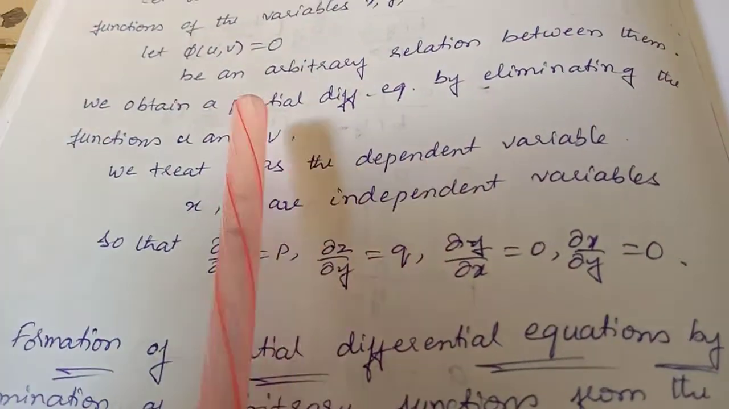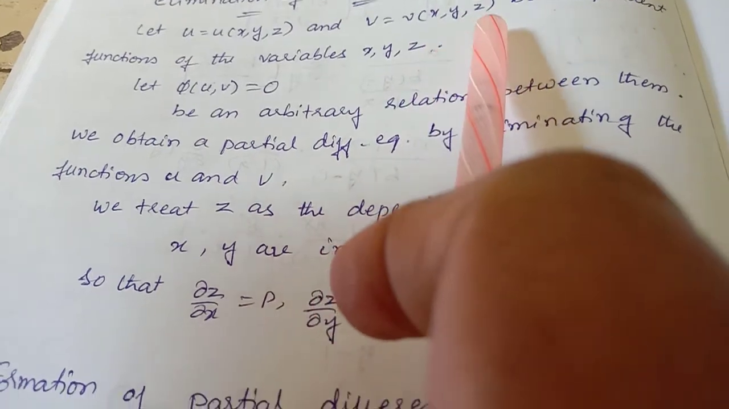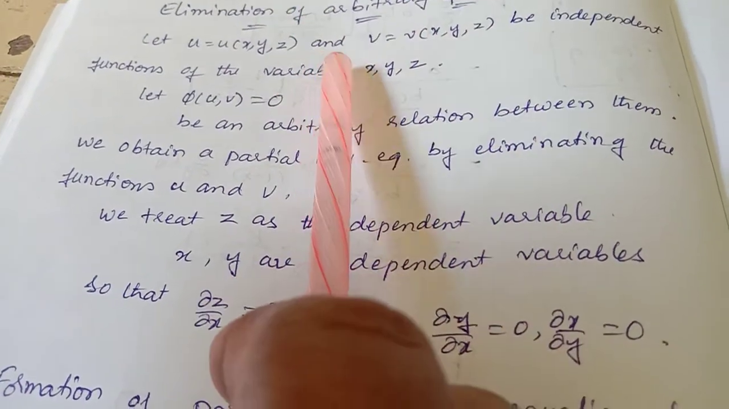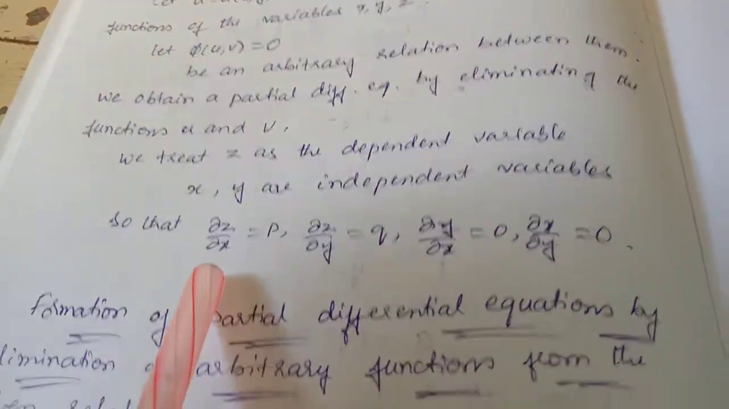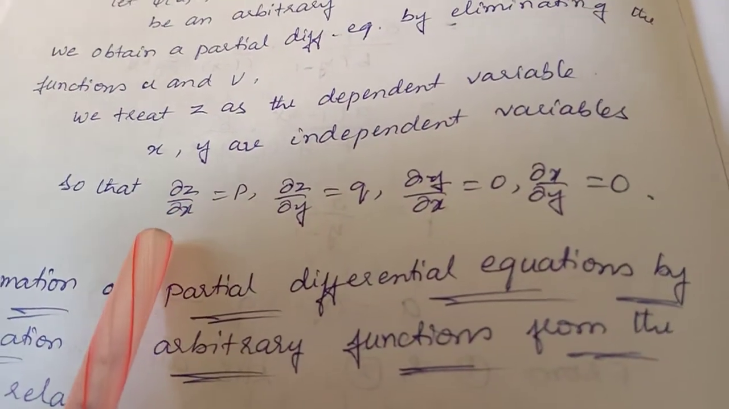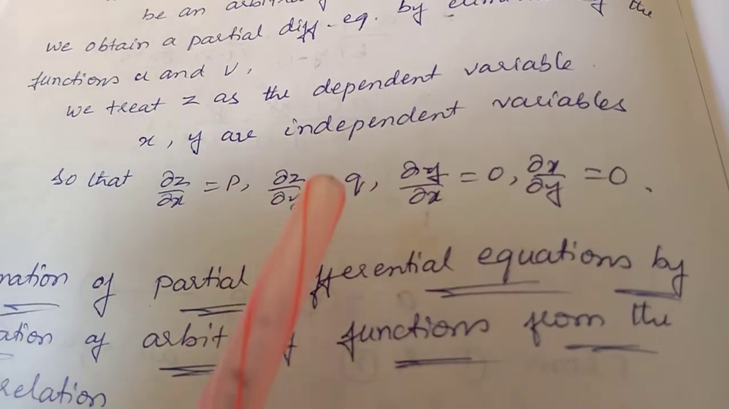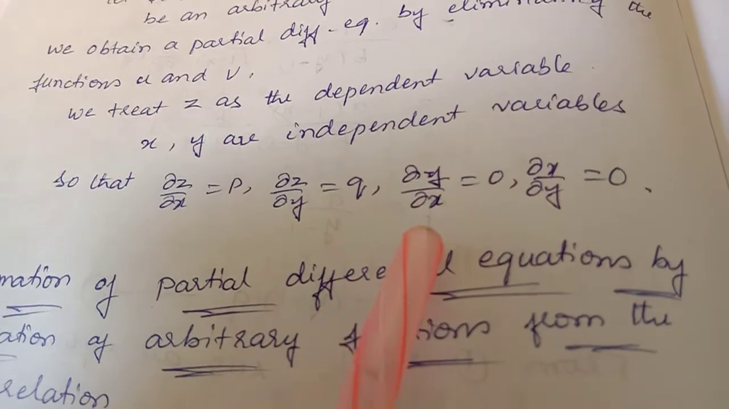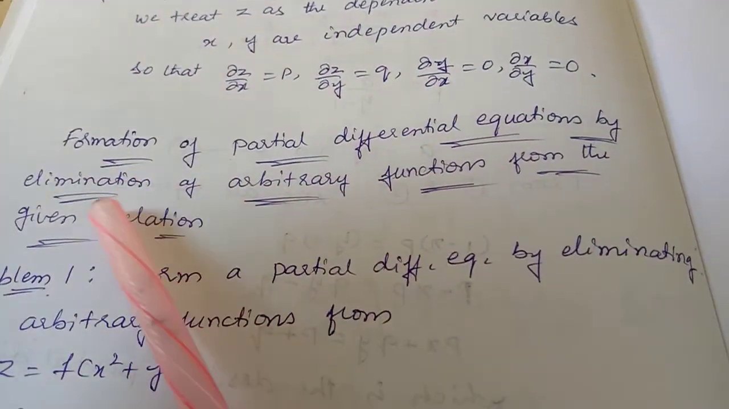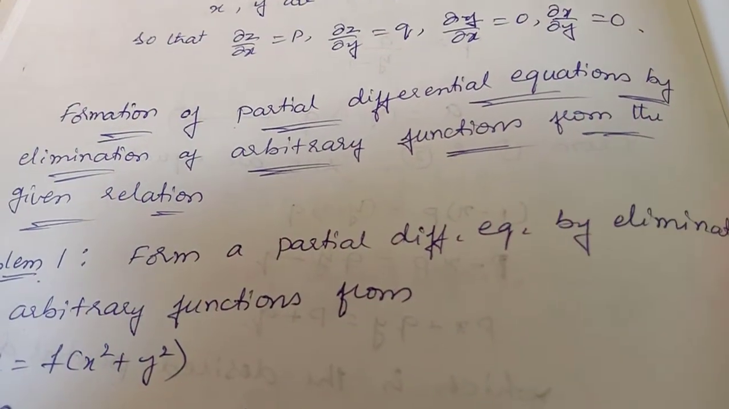Let z be the dependent variable. Here let u and v be the functions of x, y and z. We will treat z as a dependent variable and x, y are the independent variables. So by partially differentiating with respect to x, dou z by dou x we will take as p, dou z by dou y we will take as q, dou y by dou x equal to 0, dou x by dou y equal to 0.